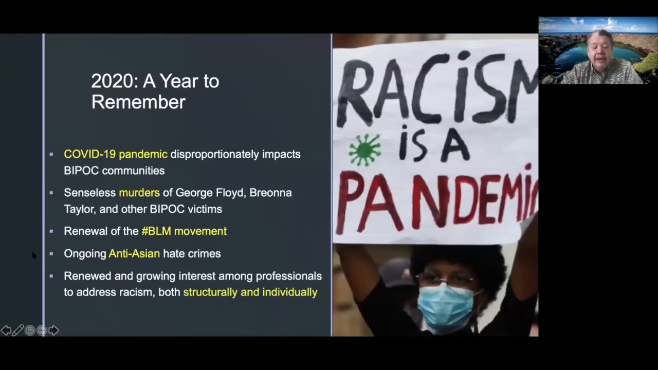This has been a crazy year, needless to say, for all of us. I know we all wanted to turn the page on 2020, and I'm glad that we did. But we need to look at 2020 as a year to remember for a number of reasons. One, the COVID-19 pandemic and the impact that it had on communities of color, where disproportionately these communities were impacted, not only by exposure, but also hospitalizations and deaths. And so these are major considerations.